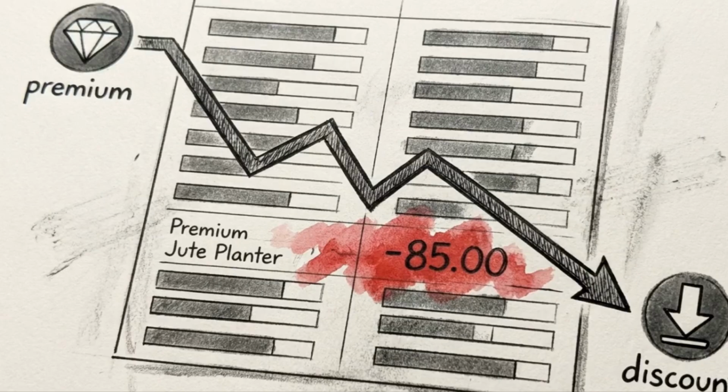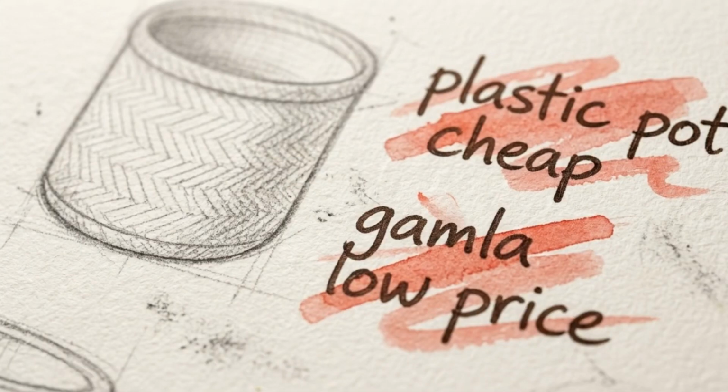This exact document shows a 40,000 rupee error from month 1. The algorithm matched a 1,300 rupee premium handcrafted jute planter with budget-conscious searches like plastic pot cheap and Gamla low price. Right product, wrong audience entirely.